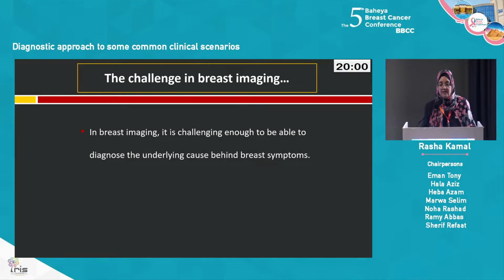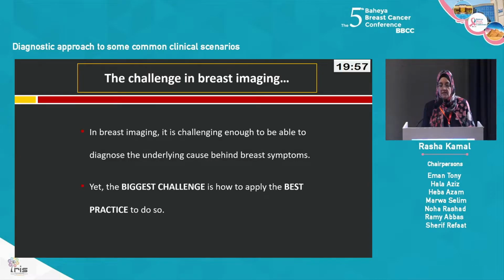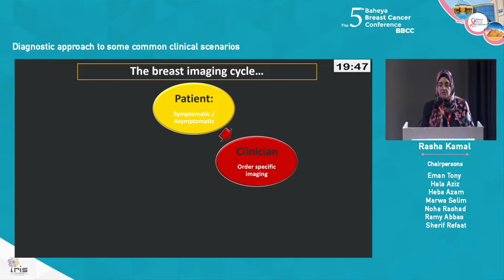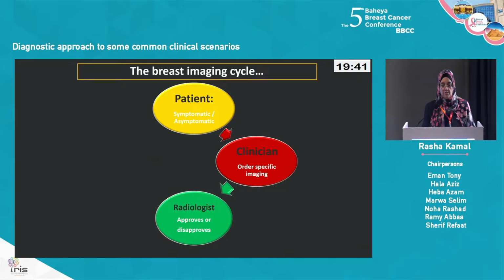In breast imaging, it is challenging enough to be able to diagnose the underlying cause behind breast symptoms. Yet the biggest challenge is how to apply the best practice to do so. Usually, the breast imaging cycle starts with the patient, whether symptomatic or asymptomatic. The patient is referred to the clinician who orders a specific imaging. He refers the patient to the radiologist who approves or disapproves this imaging modality, and he writes the report and gives the report back to the patient.